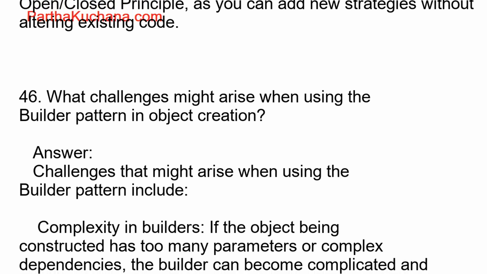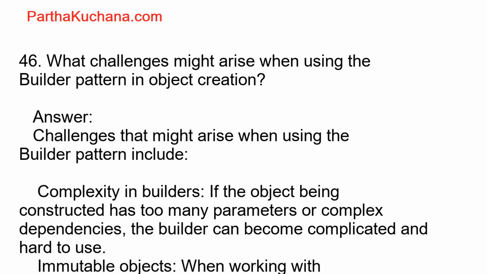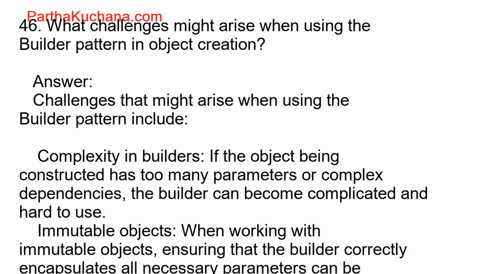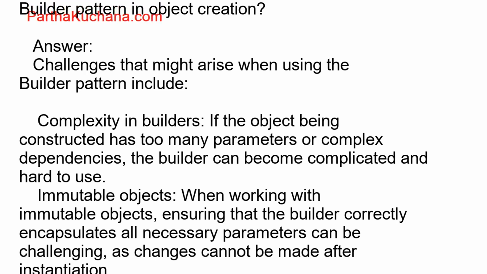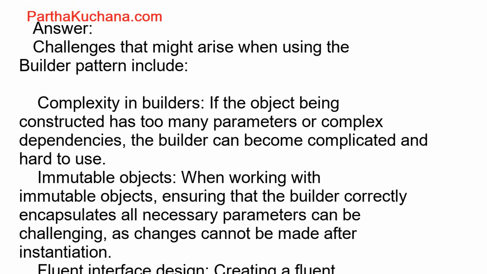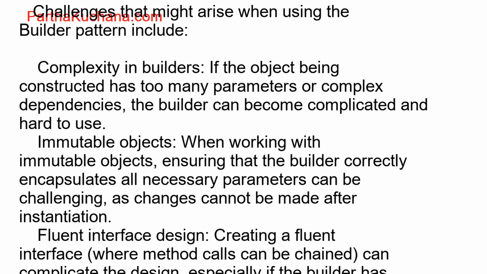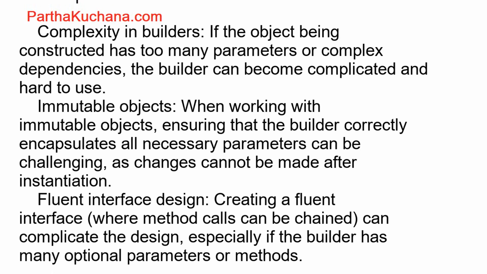48. In what situations would you prefer the composite pattern over a flat structure? Answer. You would prefer the composite pattern over a flat structure when you need to represent part-whole hierarchies, such as tree structures. When dealing with tree-like data, such as a file system where directories can contain files and other directories, the composite pattern allows uniform treatment of individual objects and compositions.